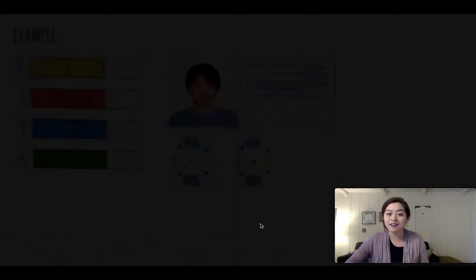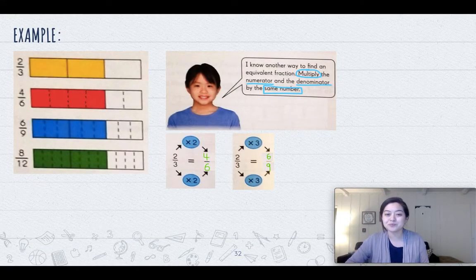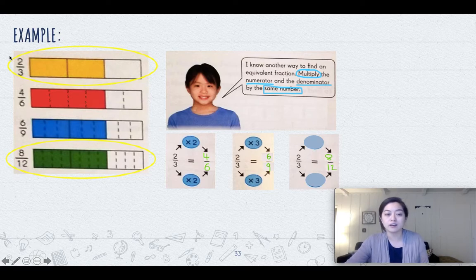Let's just try one more example. So I have my fractions 2/3, which is equivalent to 8/12 right here, right? And I can see in my bar model that it is true, they are equivalent. But what did I multiply 2 by to get 8? What did I multiply 3 by to get 8? Is it the same number?